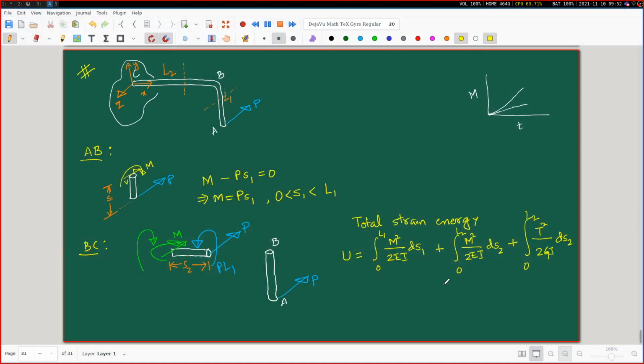Okay, now coming back to this problem, just to complete it. So this is for the part BC and this is for the part AB. Now we can quickly go ahead and, oh, I did not state the question. So we are interested in finding out the deflection at the point A. Okay, so you find out the deflection at the point A along the direction of P. So no complication there.